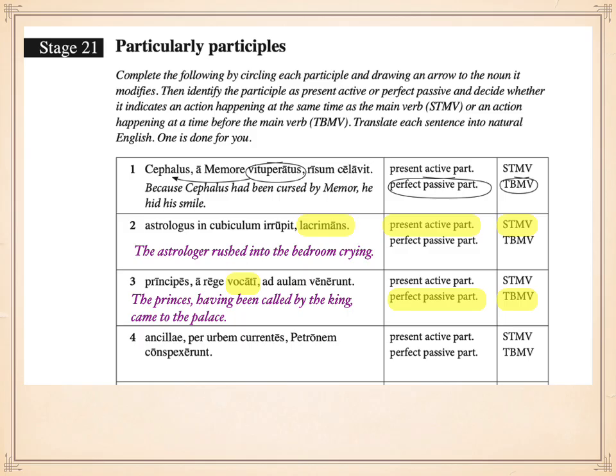Let's look at number four. Ancillae per herbam currentes patronum conspexerunt. So there's our participle, currentes, right? So something like, the slave girls caught sight of Petro while they were running through the city. Or we could also say something like, while running through the city, the slave girls caught sight of Petro. Either way, we can see this is present active, and this is happening at the same time as the main verb. They caught sight of him while they were running. These two things are happening at the same time.